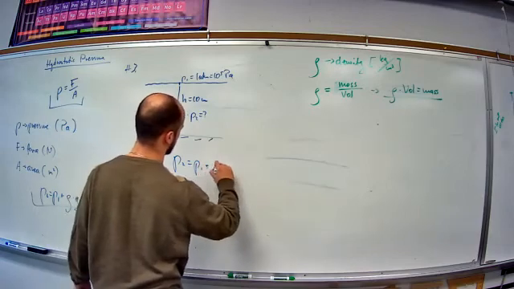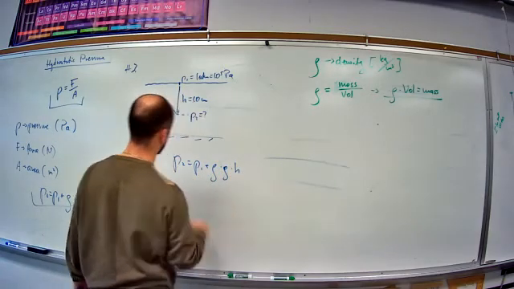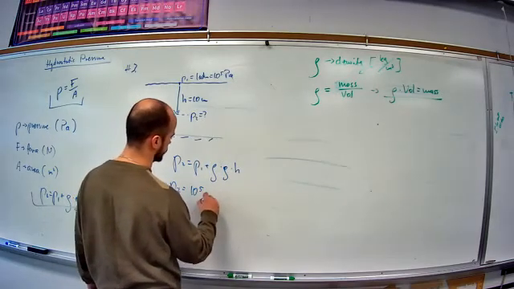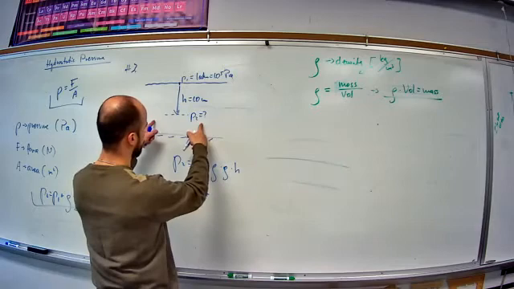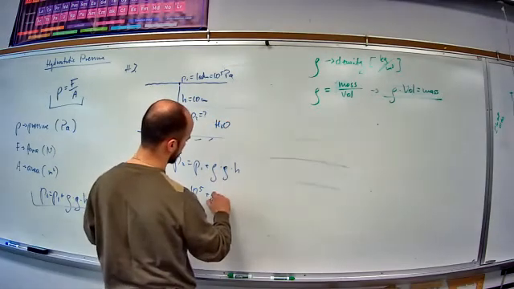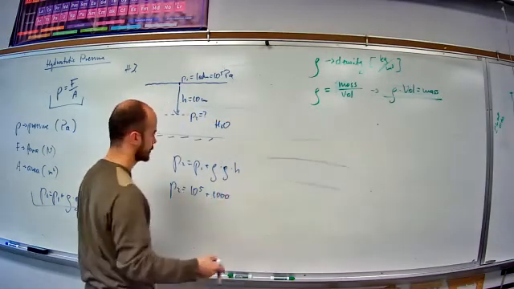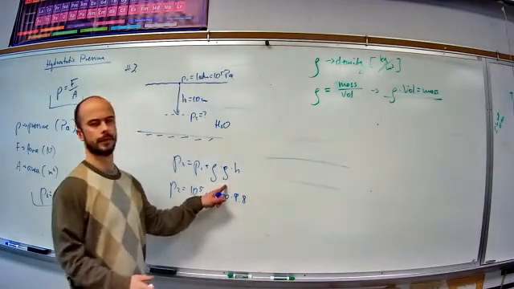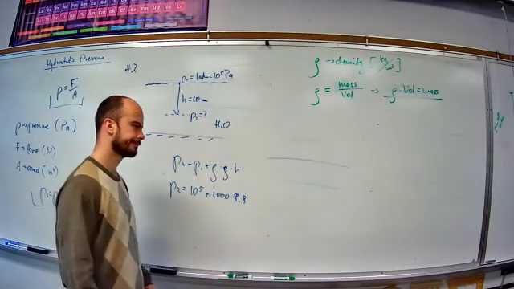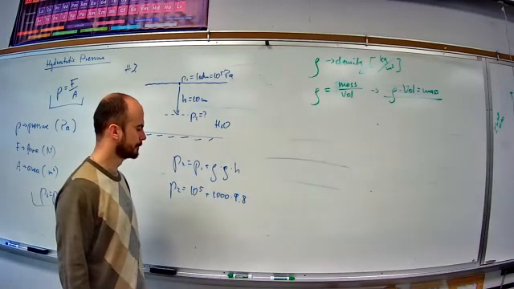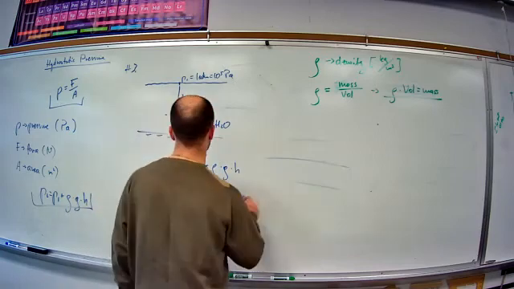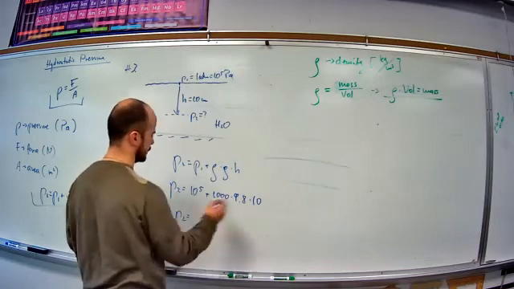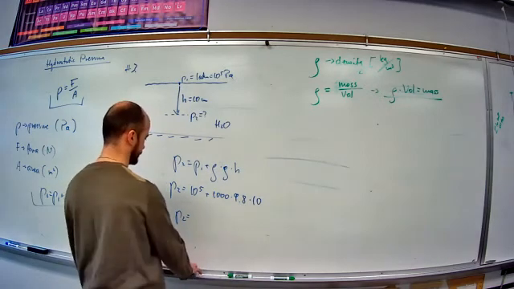P2 equals P1 plus rho g h. Now, P2 is the unknown. P1 is the atmospheric pressure, 10 to the 5th, plus the density of what fluid do I have here? It's water. So this is going to be 1,000 kilograms per meter cubed times g, 9.8. As long as you're on the surface of the Earth, it's 9.8. If you're somewhere else, that's a different story. Times h, which is the depth, so times 10. And so then you have P2 equals, and you'd have to run this through. Let's see what we get.